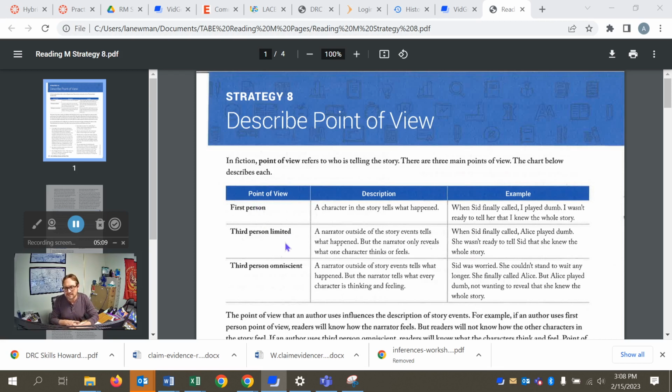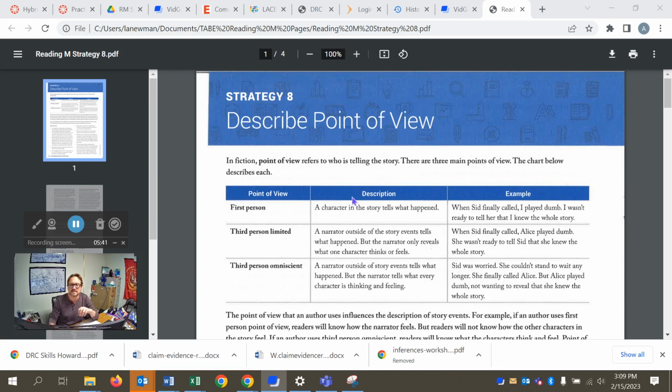A narrator outside of the story events tells what happened, but the narrator only reveals what one character thinks or feels. So we have a third person narrator using pronouns like he, she, they, using characters' names. The narrator is not involved in the story at all, probably makes no reference to themselves at all. But it's similar to first person in that the narrator only knows what one character in the story is thinking.